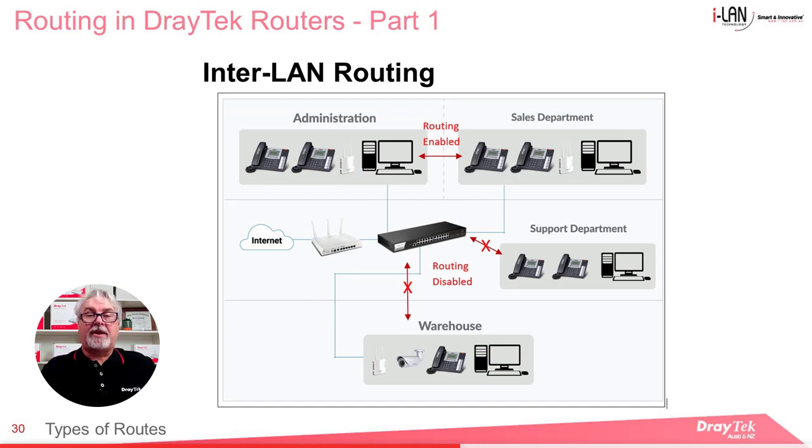Another type of routing used in DrayTek routers is inter-LAN routing. Inter-LAN routing allows communication between different subnets. This feature is useful if you want to allow communication between any two LAN subnets.